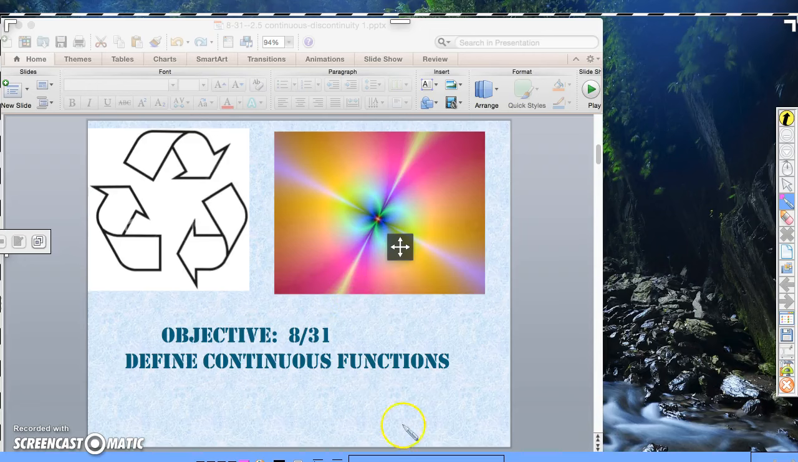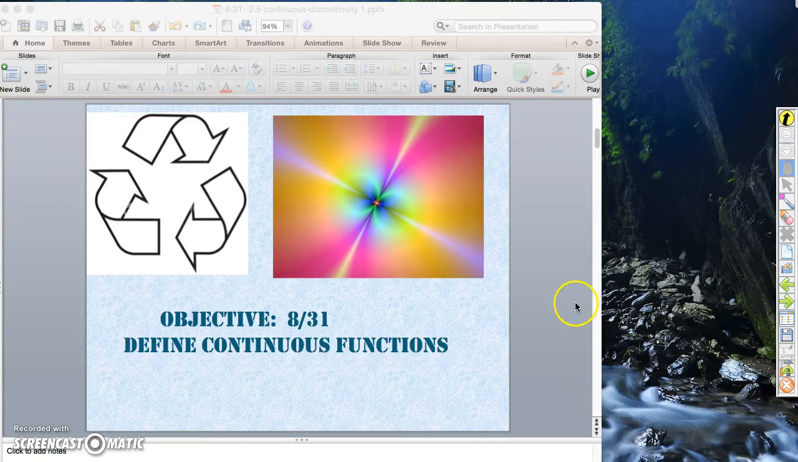Okay, class. Today our objective is to define continuous functions mathematically using the definition. We're going to talk about the conditions you need to meet mathematically in order to determine if functions are continuous. So the question is, what is continuous? Well, that is simply saying there is no gap or break in your function. Okay? So here's the definition of a continuous function.